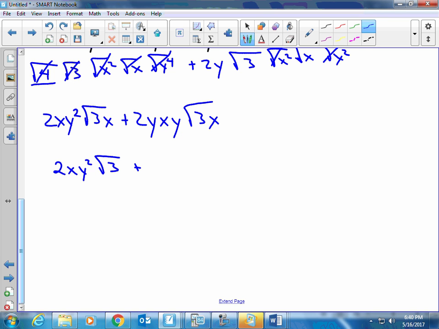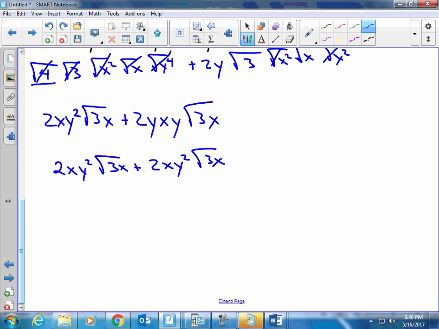Y times y is y squared, and I can switch the order around when you multiply. It doesn't matter what order you multiply in. So yeah, what's outside is the same. So I have 2xy squared on the outside, and I have 3x on the inside. So we can add like terms. These really are like terms.